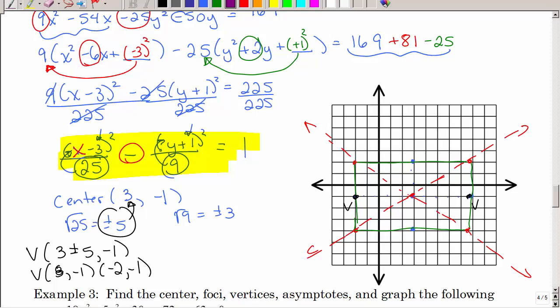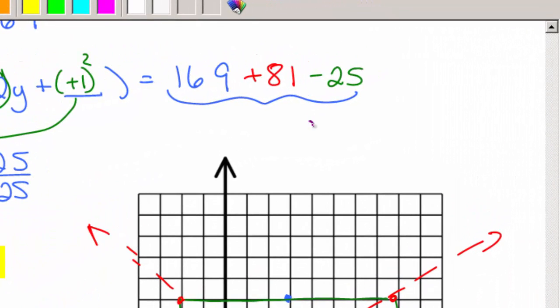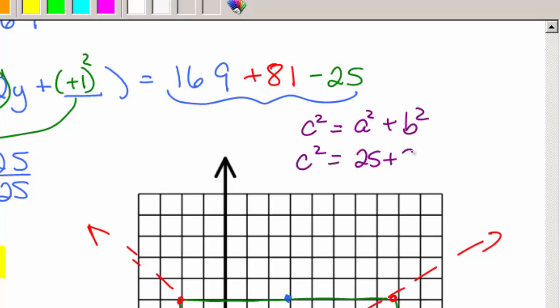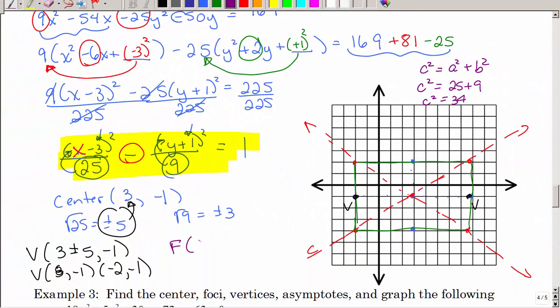Now I need to find my foci. So for my foci, c squared equals a squared plus b squared. So those are just your denominators. So I have my center, and I plus or minus the square root of 34, and the y-coordinate stays the same.